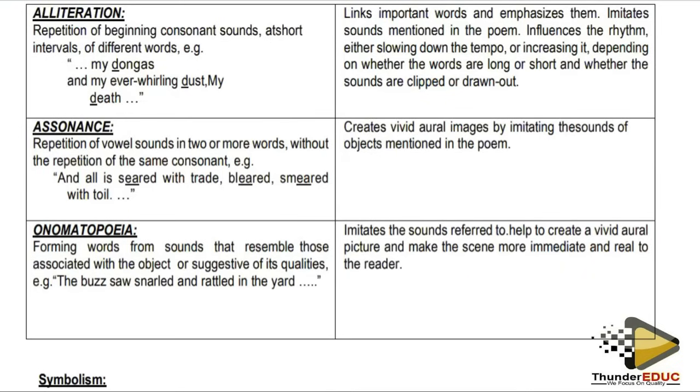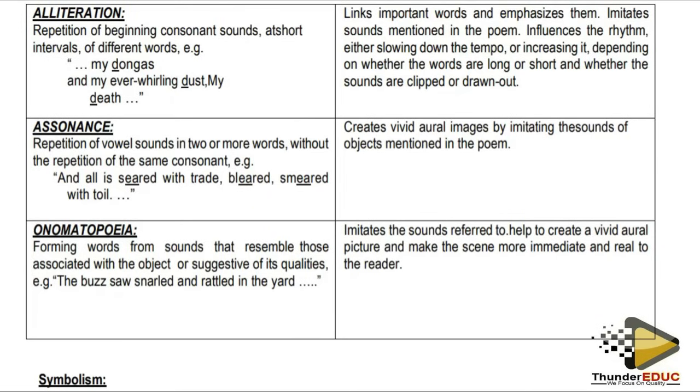Assonance is the repetition of vowel sounds in two or more words without the repetition of the same consonant. And all is seared with trade, blurred, smeared with toil. So the difference between alliteration and assonance is that alliteration is the consonant sounds, assonance is the vowel sounds. Remember, our vowels are A, E, I, O, U. Those are the ones we'll be looking for in assonance. But in alliteration, it's the sound, the D, the K, the R sound that we are dealing with when we say consonant sounds. Onomatopoeia, please spell it right. A majority of you are always spelling it wrong.